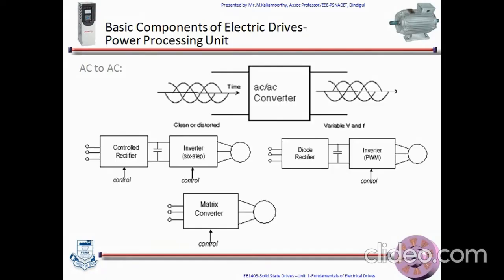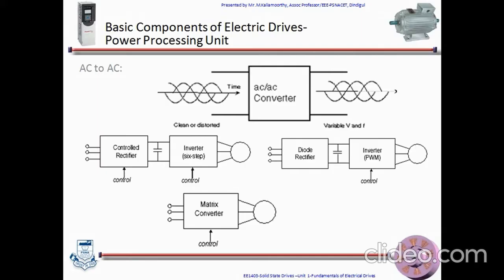The next important power processing unit is the AC to AC converter. The AC to AC converter is generally used when the source available at the site is a clean or distorted fixed AC supply, whereas the machine which is driving the load is an AC motor, which requires a variable voltage, variable frequency. So the AC to AC converter is going to convert a fixed AC supply into a variable voltage, variable frequency supply.